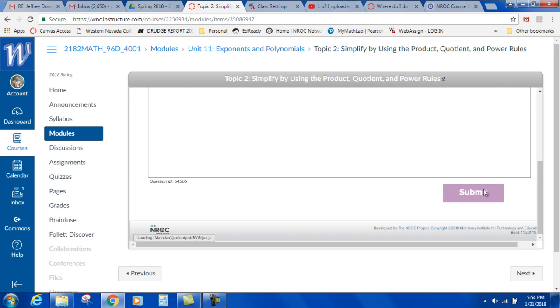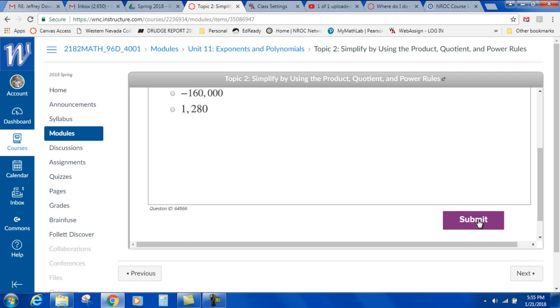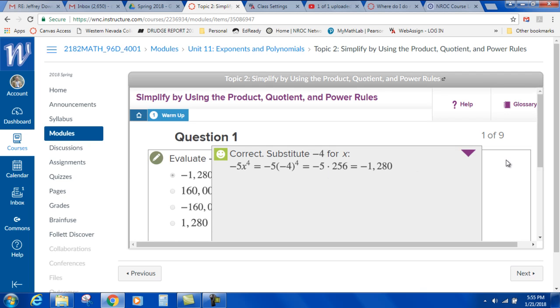Let's do it again. Negative 5 times x to the fourth, if x is negative 4. Well, let's see. Negative 4 to the fourth power, that'd just be like 4 to the fourth power. It's 256 times negative 5. So I get negative 1280. There. And then come down here, hit submit. I got it correct. Yay.